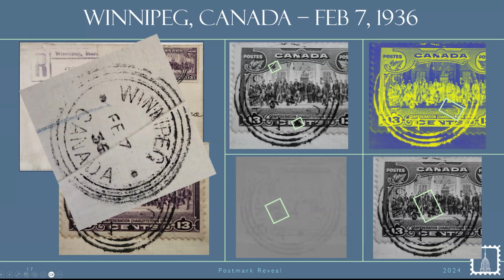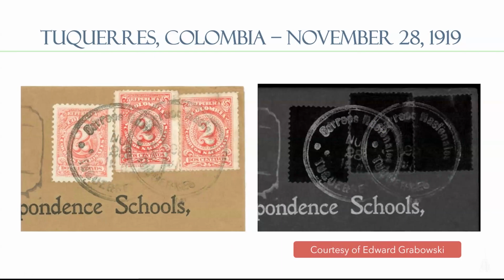You can see though, again, like with my live example, once you have some of the words, you just Google Winnipeg, Canada postmark, and you can find your own examples to compare with what you're seeing on Postmark Reveal, which is very useful. I want to thank Edward. He sent me a number of wonderful examples of postmarks where they just really pop out and you can see them clearly. This one is, I'm going to butcher the pronunciation, Turquoise, Colombia.